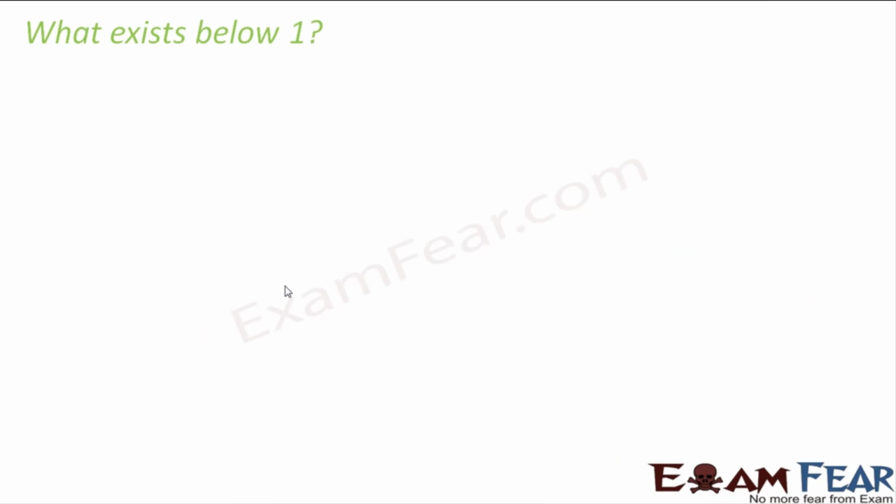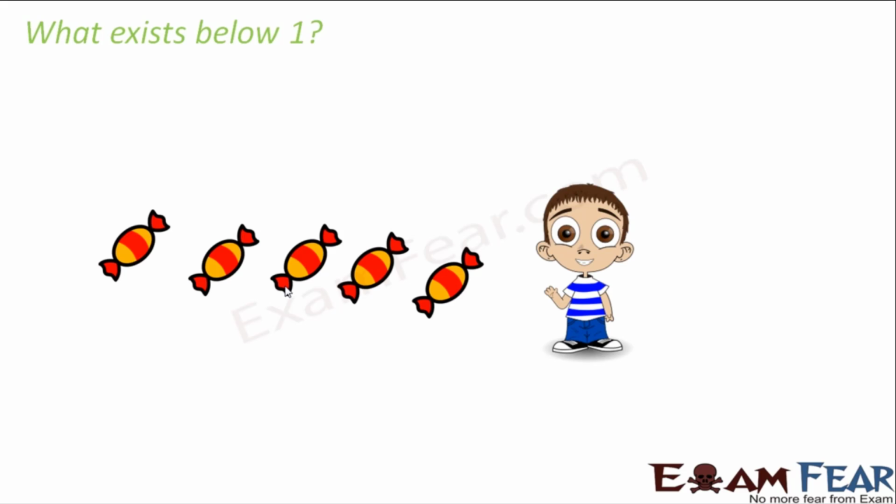Now, you might ask, what exists below 1? Like we see, below 3 exists 2. Below 2 exists 1. What before 1? What is there before 1? So let us look at this example. Let's say that this little boy has 5 toffees. So he has 5 candies with him.